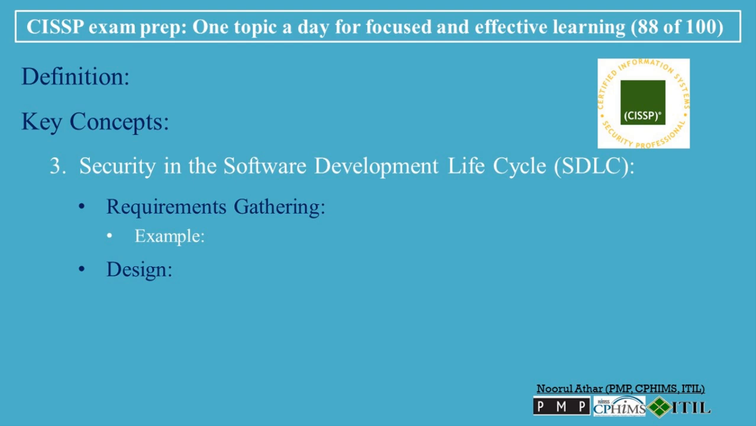This includes selecting secure coding patterns, implementing secure authentication mechanisms, and ensuring data is encrypted both at rest and in transit. Example: a financial application is designed with role-based access control, RBAC, to ensure that users have appropriate access to sensitive data based on their roles.